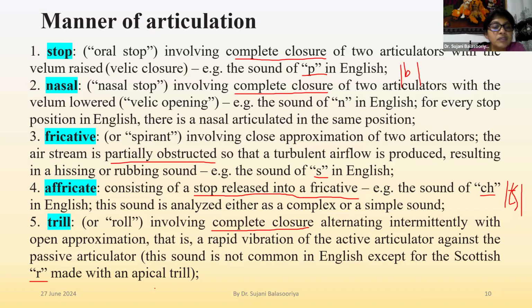So in the production of a trill, we can see the active articulator, that means the tip of the tongue, right, is vibrating. A rapid vibration is there. R, right? You can feel it, of course. And by vibrating, it touches the palate. R. Okay, right. Not very common in English, but we have r there. R in English, that is considered to be the trill.